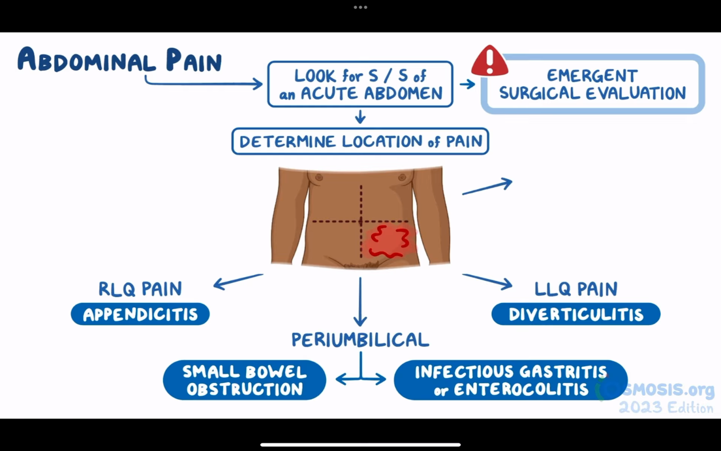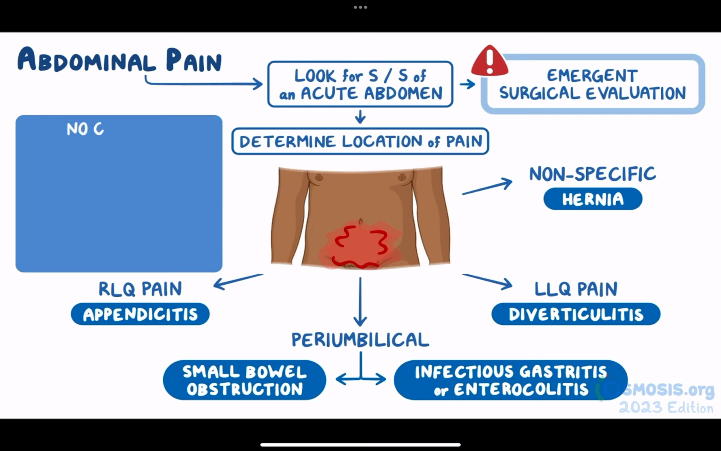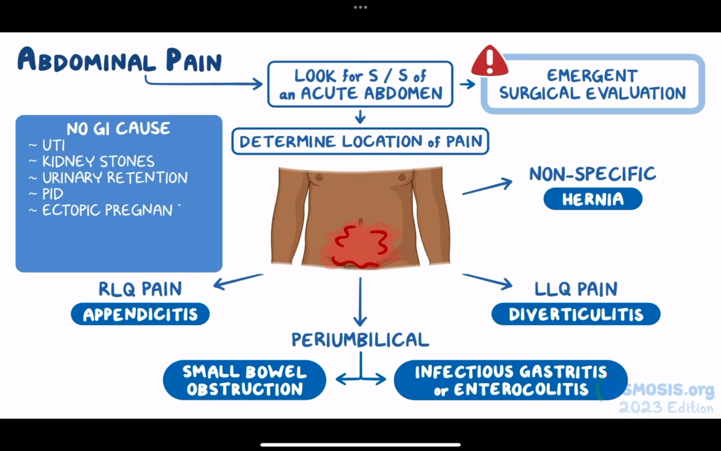For nonspecific lower abdominal pain, look for hernias if it's localized to the abdominal wall or the groin. Finally, if there's no gastrointestinal cause of the abdominal pain, you should consider other causes as alternative diagnoses, such as UTI, kidney stones, urinary retention, pelvic inflammatory disease, ectopic pregnancy, ovarian torsion, ovarian cyst rupture, and testicular torsion.